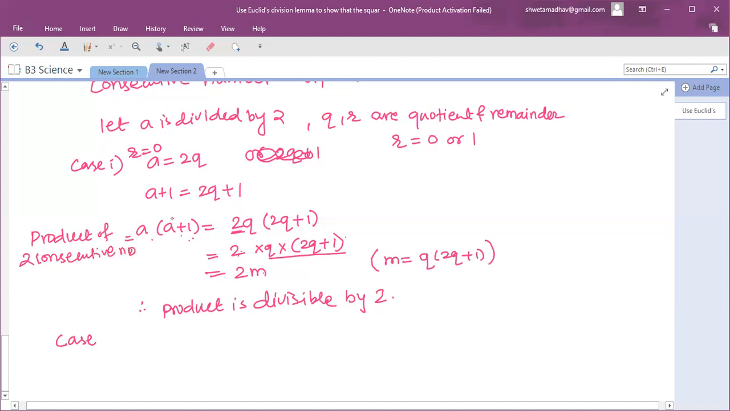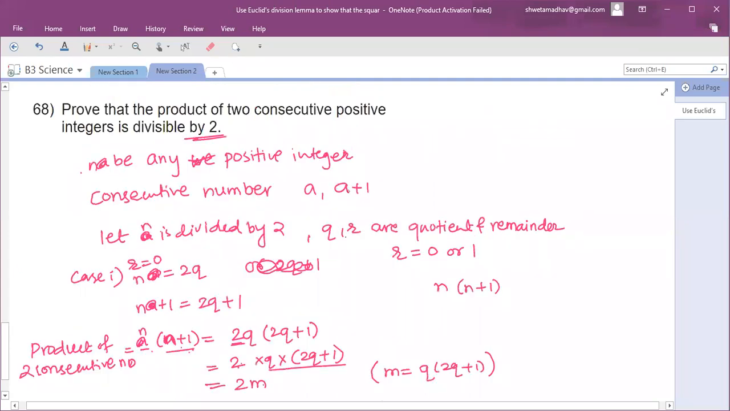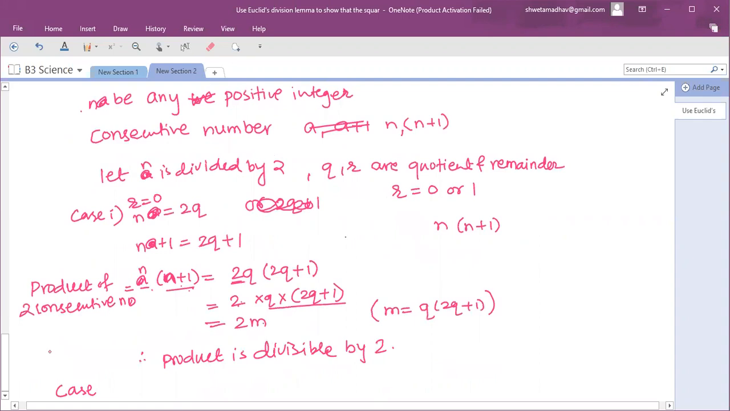This is the first term, and this is the next consecutive term. N and N plus 1 you are considering, right? Yes, ma'am. So instead of A, write it here as N. So this is N, then this is N plus 1. Ma'am, so the product of the two consecutive numbers will be the product of their remainder. Remainder? What remainder? It is not the remainder, it is the number, written in the form of 2Q.